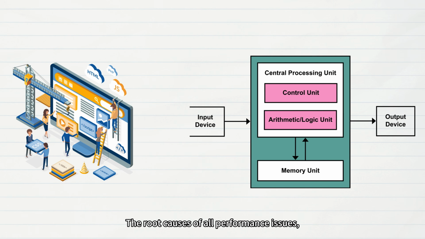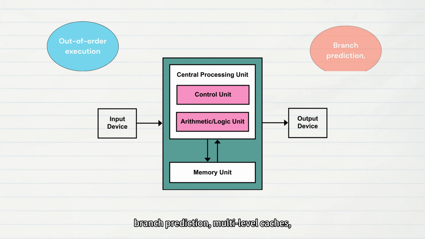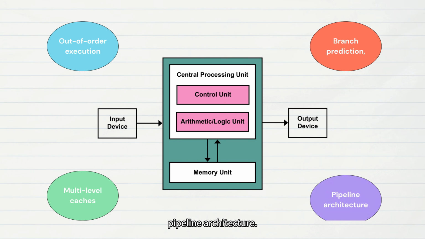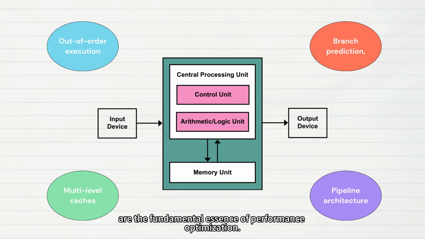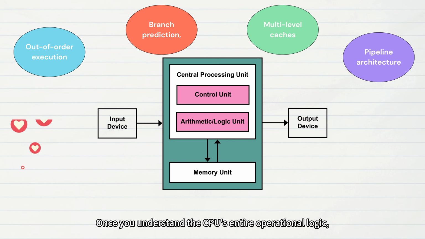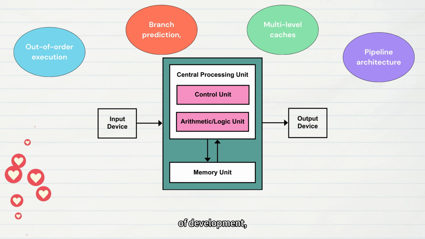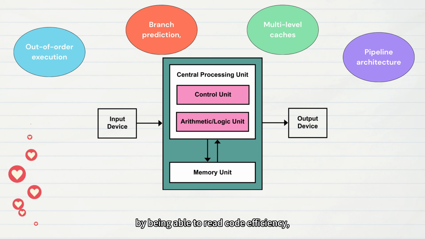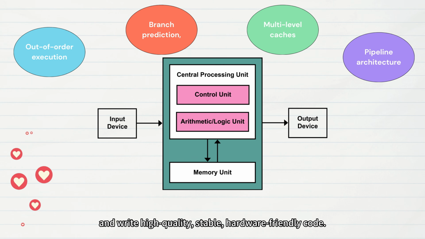The root causes of all performance issues, hidden bugs, and optimization difficulties encountered in development lie in the CPU's low-level design. Out-of-order execution, branch prediction, multi-level caches, pipeline architecture. These seemingly low-level hardware knowledge are the fundamental essence of performance optimization. Once you understand the CPU's entire operational logic, you have truly crossed the low-level threshold of development. No longer just stacking features, but able to read code efficiency, grasp performance logic, and write high-quality, stable, hardware-friendly code.